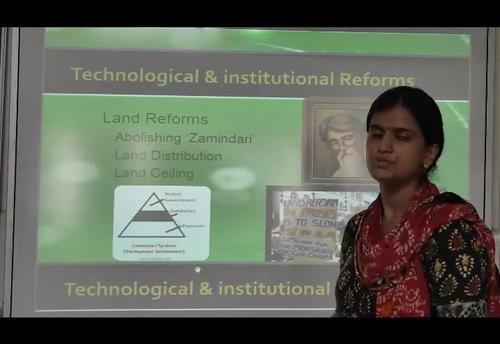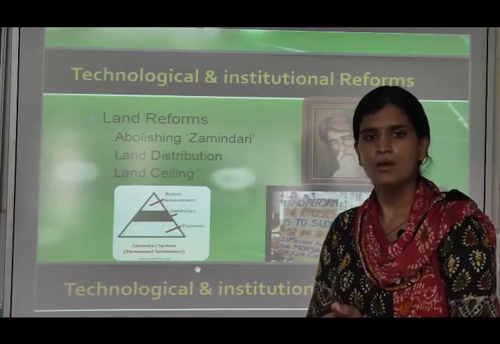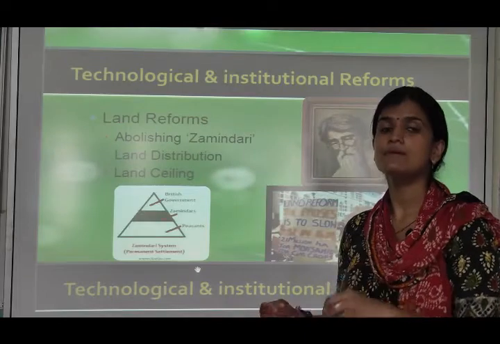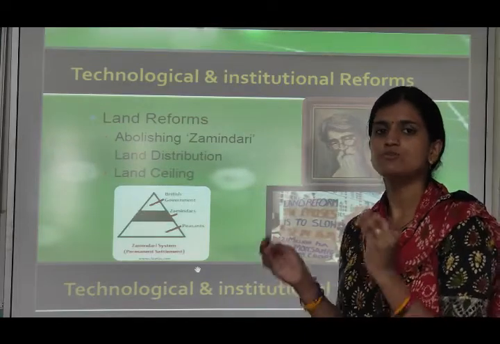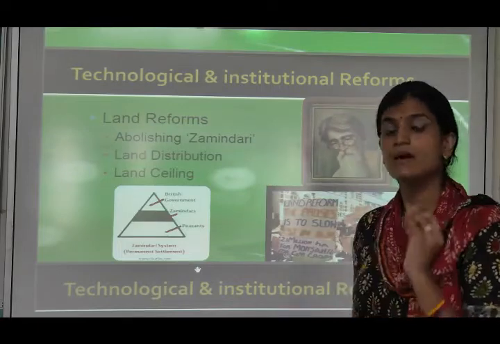Second is land distribution. Land distribution means distributing the land equally among all of them. Third we have land ceiling. Land ceiling means making reforms on the land, making proper use of land and using land in the best way.